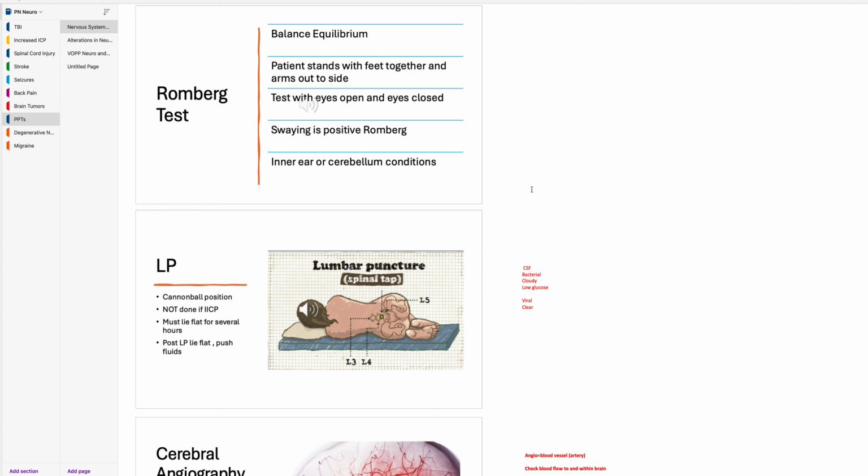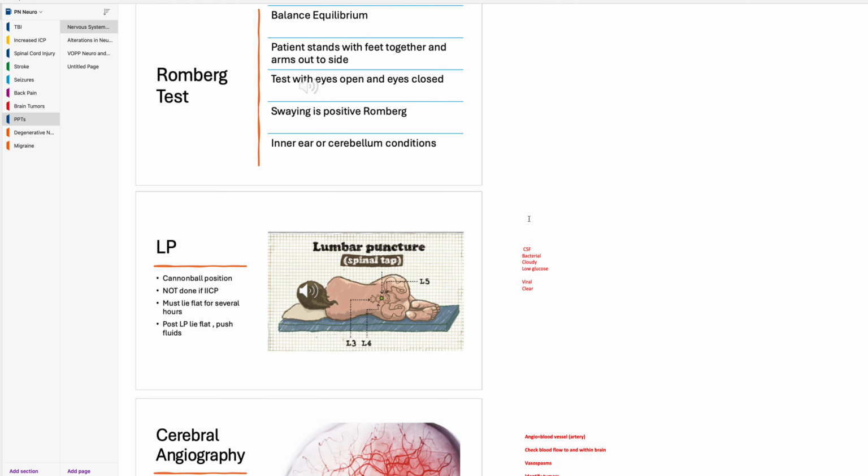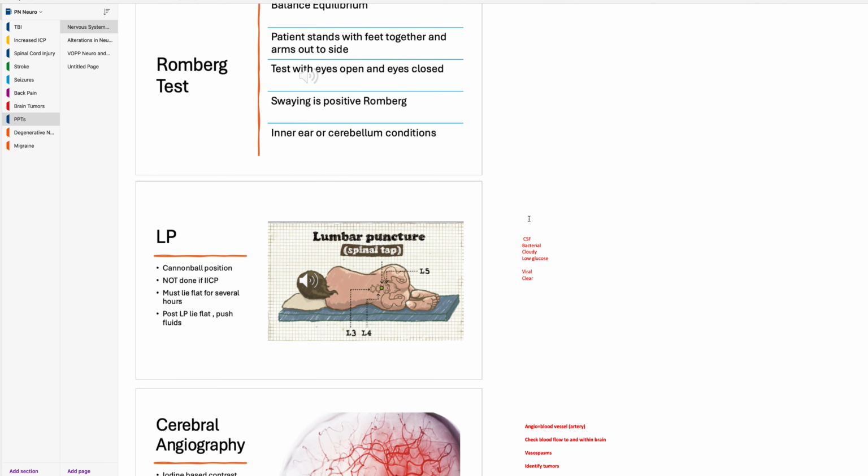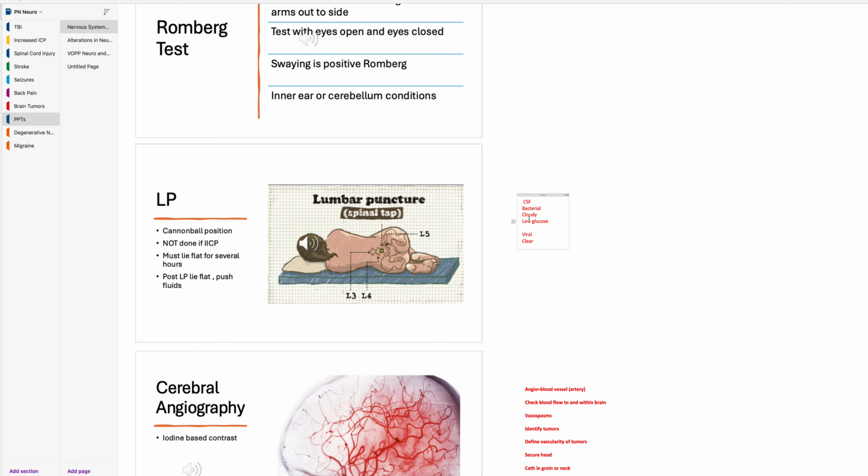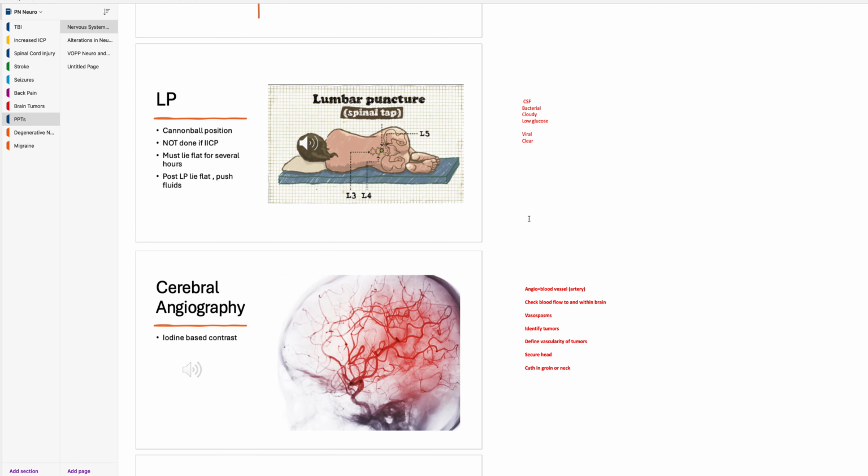All right, cerebral spinal fluid and bacterial meningitis, because oftentimes they do this in meningitis, and you'll learn about this in peds too. It's going to be cloudy and have low glucose because bacteria love glucose. And so they're going to eat it out of your cerebral spinal fluid. Viral meningitis has clear spinal fluid, and I'm going to talk about the other conditions that we do a spinal tap on when I get to them.